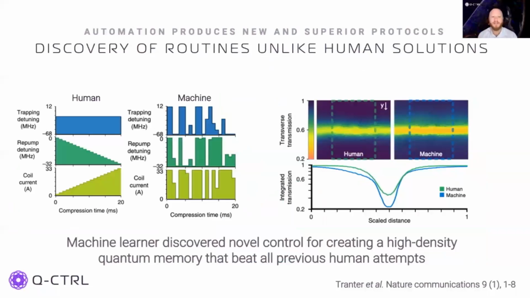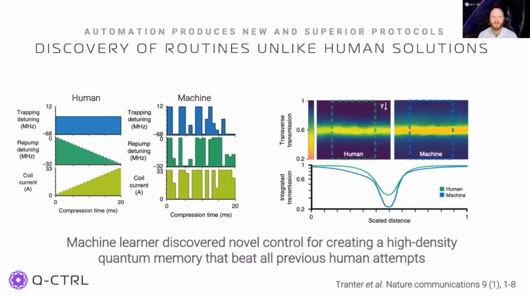The machine learner was left to find a set of control fields that maximize the optical depth of the atomic vapor. The optimal controls of both the laser detuning that controlled the atom state and the trap coils that controlled their confinement are plotted here. We show both the best controls found by a human experimentalist and by the machine learner. What is particularly interesting about this experiment is that the machine learner was able to discover a completely novel control solution that beat the optical depth of any previous human attempt.